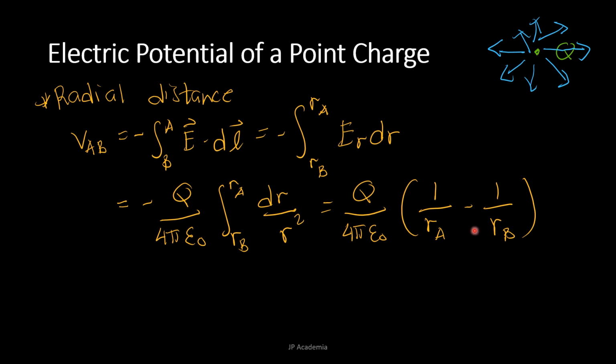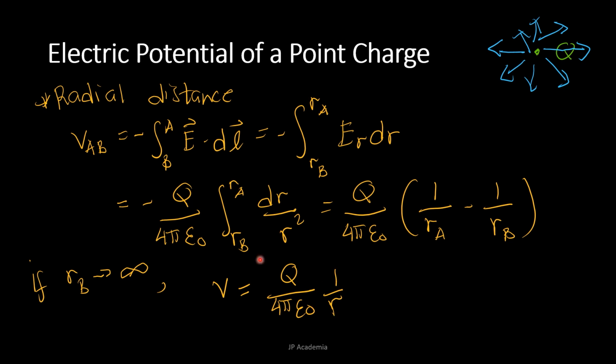If our reference point B is moved out to infinity, so if your r_B approaches infinity, then we can express the potential of a point charge as follows. So we have V is equal to Q over 4 pi epsilon naught times 1 over r. And this is quite similar to our electric field expression, except that this is just r, not r squared. And if we have a collection of n point charges, this can be expressed as a summation as shown here.